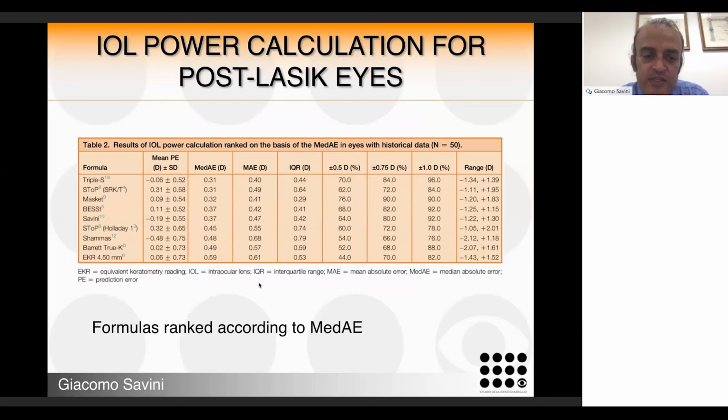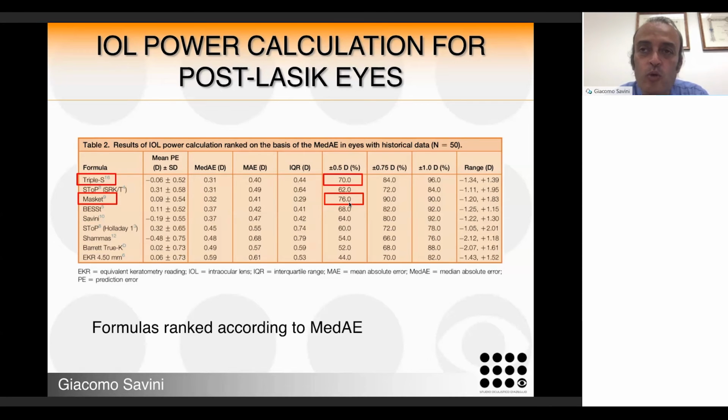And these are the results. Again, go to these numbers. You see that with the triple S formula, which is an adjustment of the Spiker Savini formula, easier to call it triple S, and with the MASK formula, which is available on the ASCRS website, you got 70 to 76% of eyes with a prediction error lower than half a diopter.